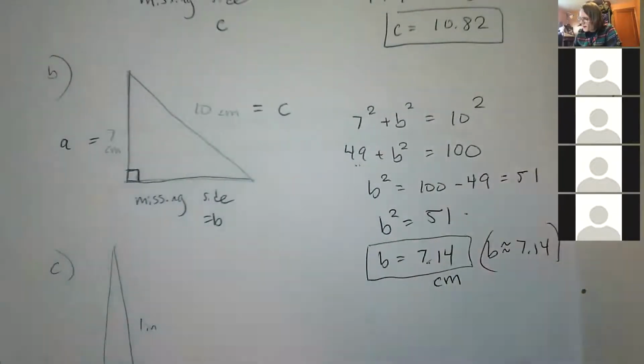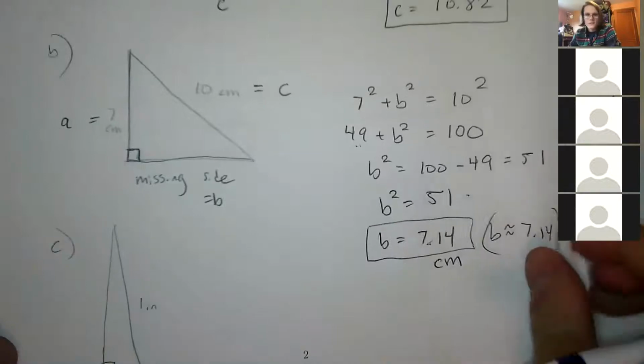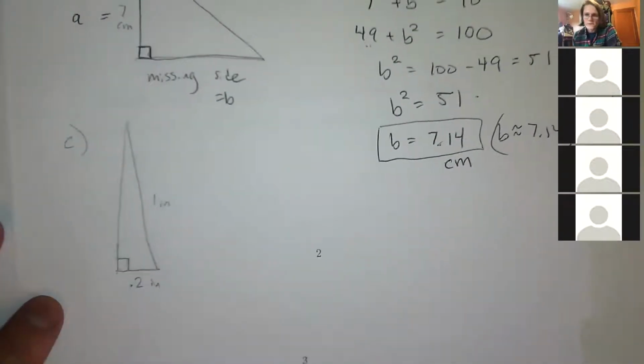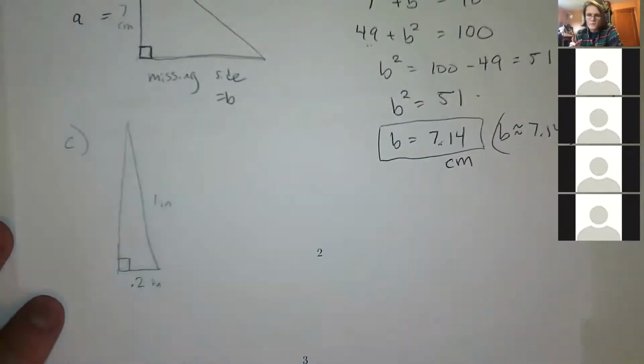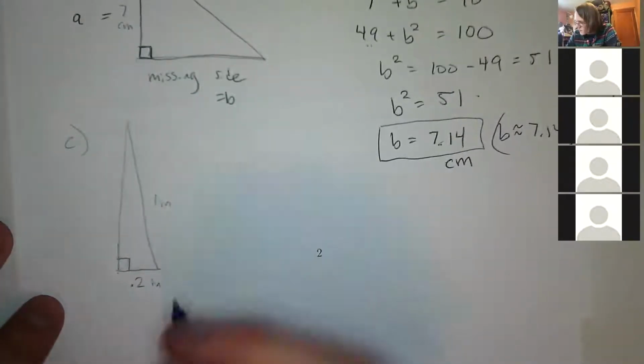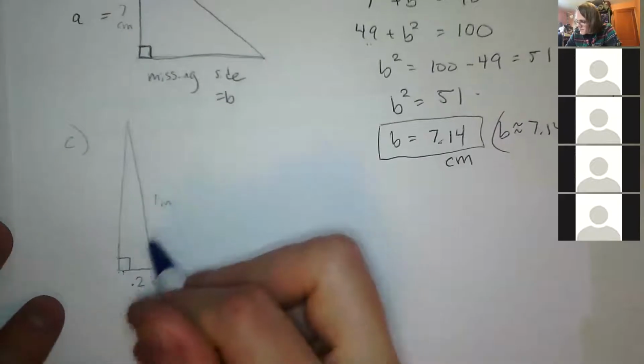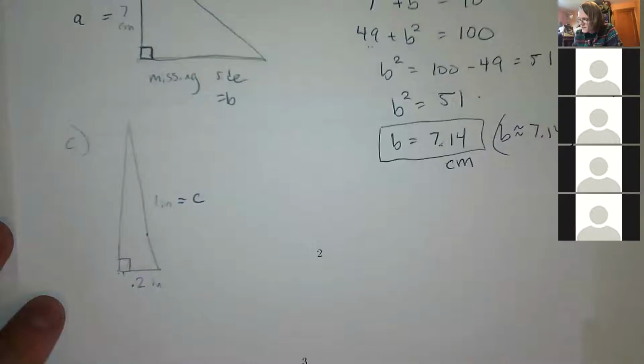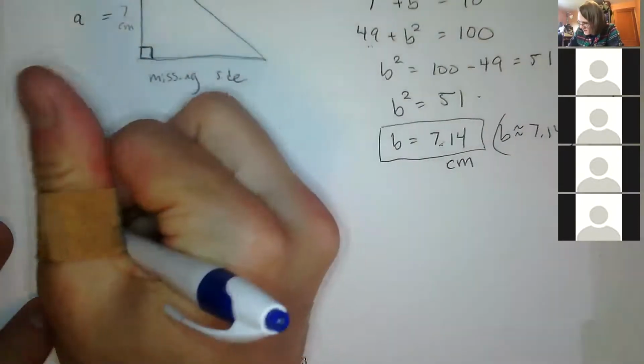All right, and the last one. This one might be a little repetitive. It's very similar to the previous one, but I swapped the sides that we're missing. In any case, we first need to identify what our C is. So we go to our 90 degrees and look at the opposite side. So 1 inch is my C. And as I said, B and A don't really matter, but I'll be consistent and say A is my missing side.